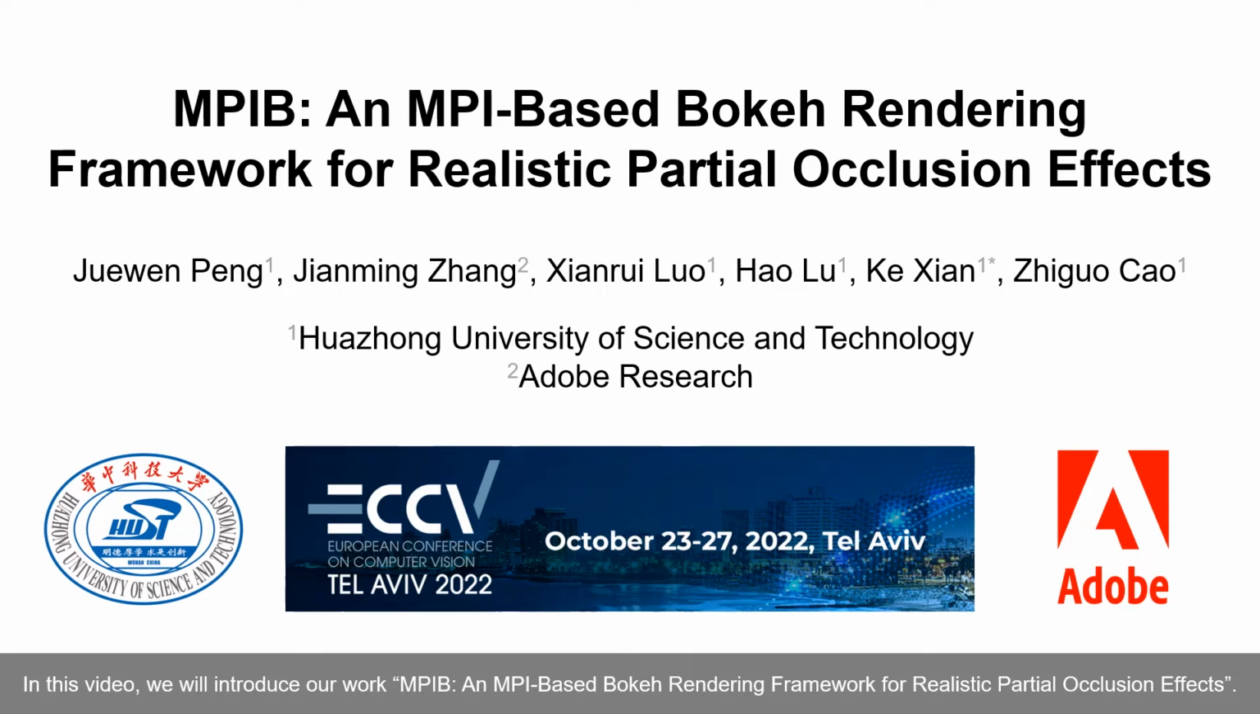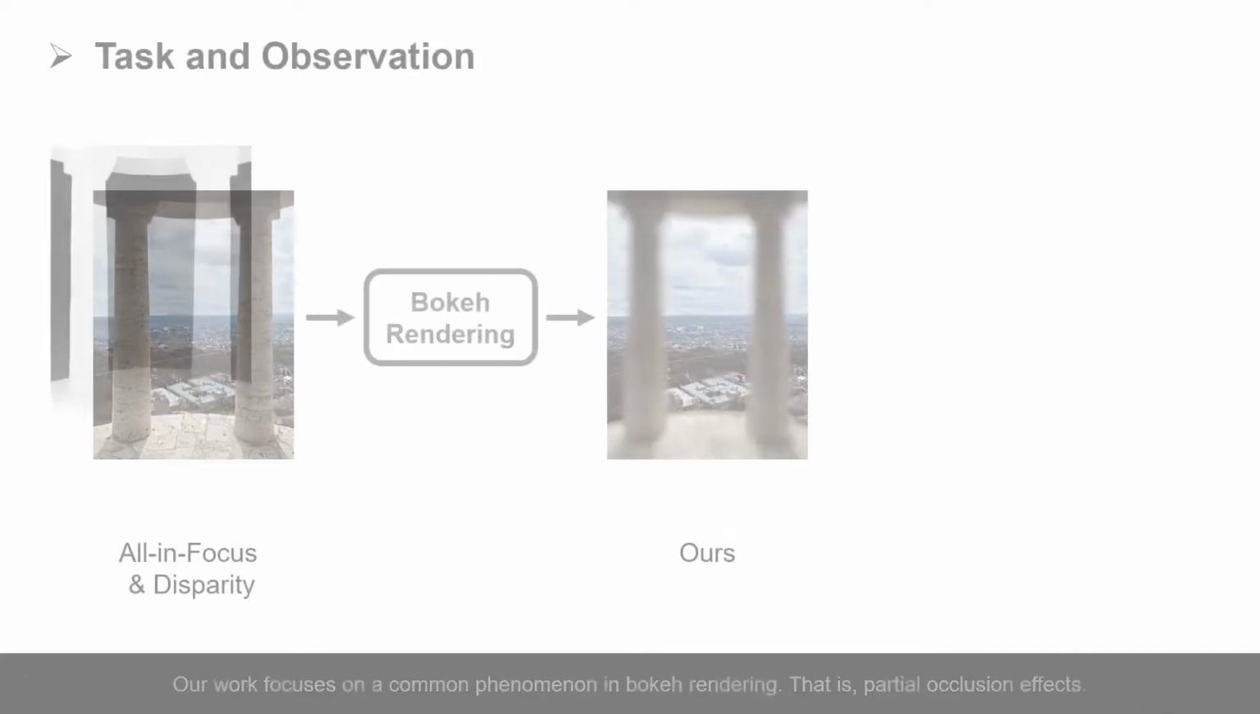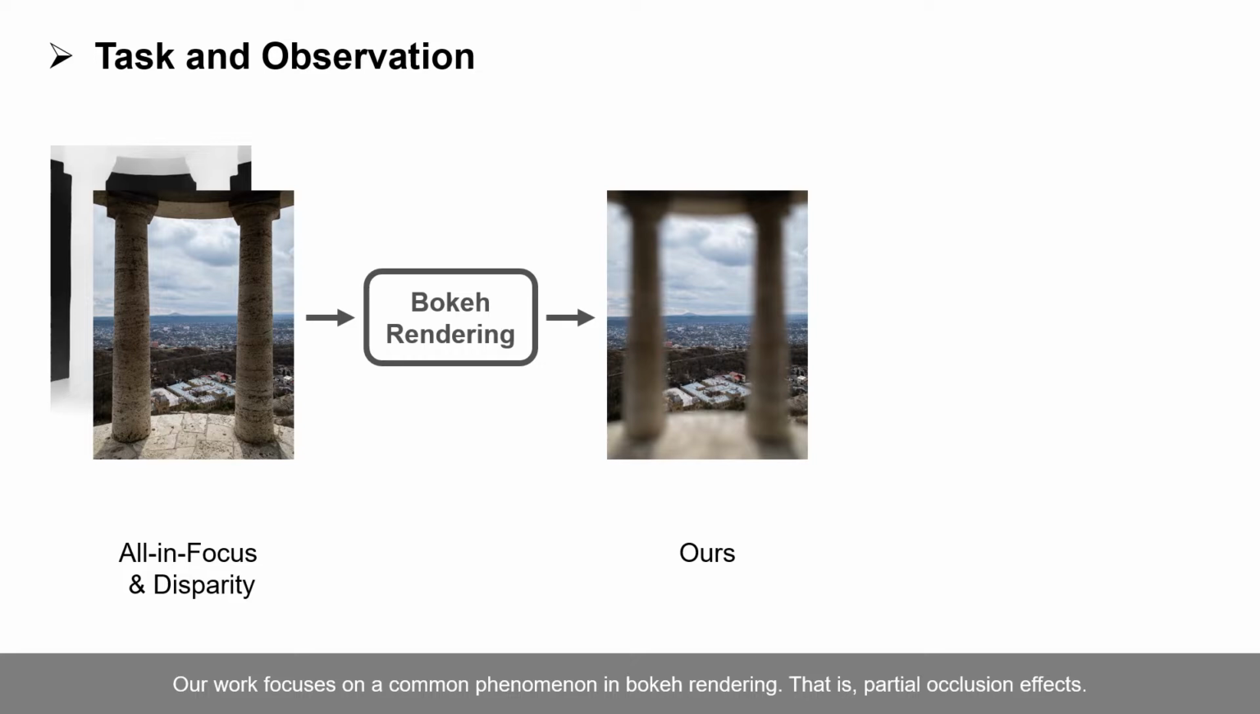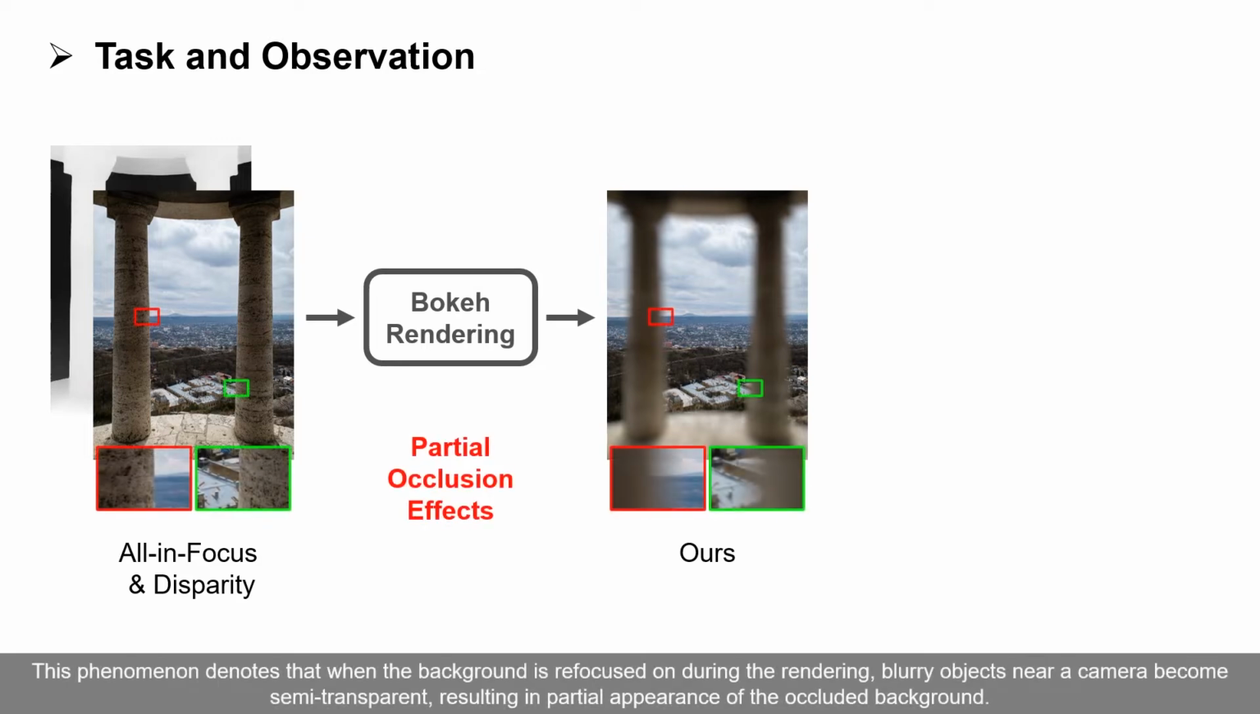In this video, we will introduce our work MPIB, an MPI-based bokeh rendering framework for realistic partial occlusion effects. Our work focuses on a common phenomenon in bokeh rendering, that is, partial occlusion effects. This phenomenon denotes that when the background is refocused on during the rendering, blurry objects near a camera become semi-transparent, resulting in partial appearance of the occluded background.